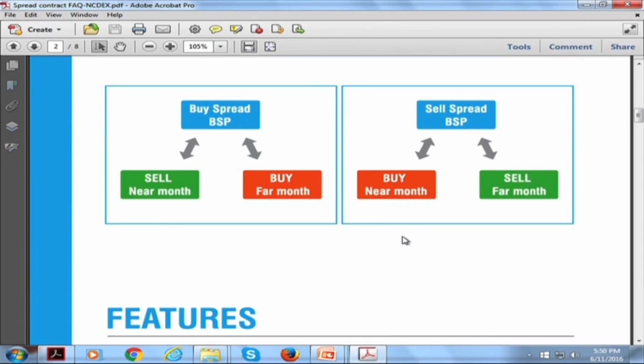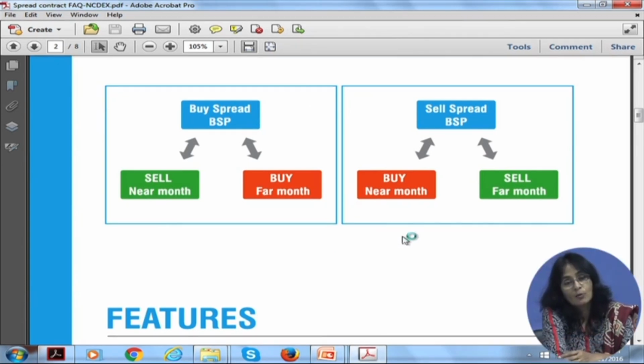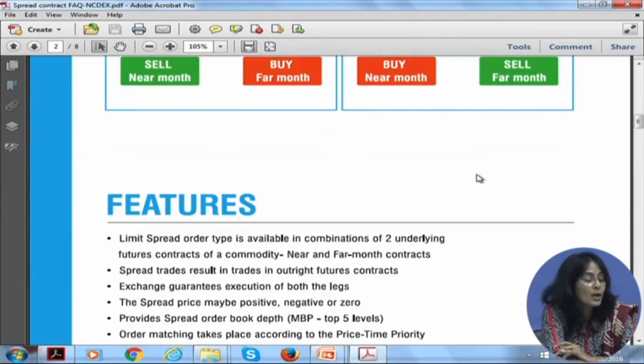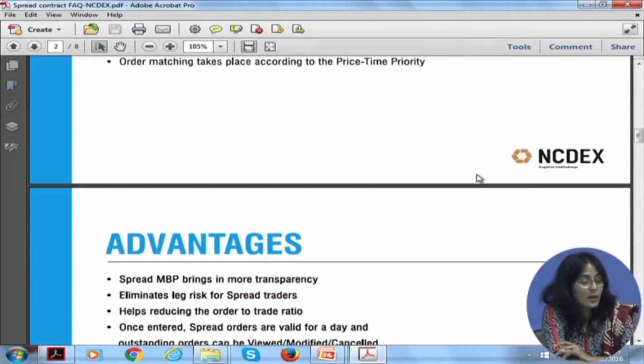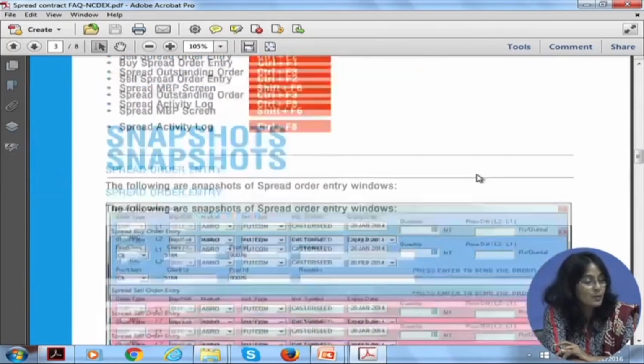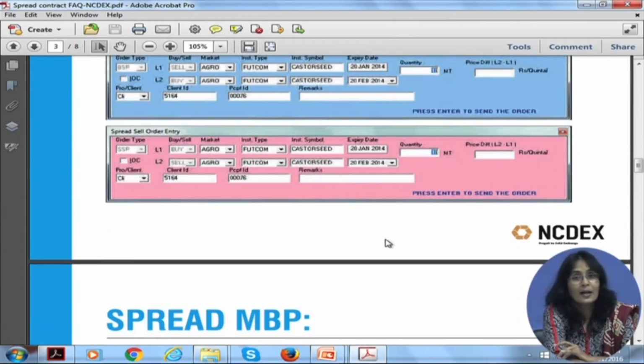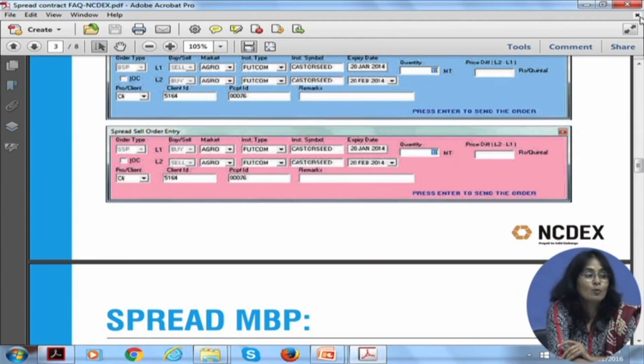Depending upon the movement between the futures price of the near month and the far month, a trader can either buy a spread contract or sell a spread contract. More about this spread contract and how this order can be placed, all these details are available in this particular link, and you can spend some time understanding more about it.